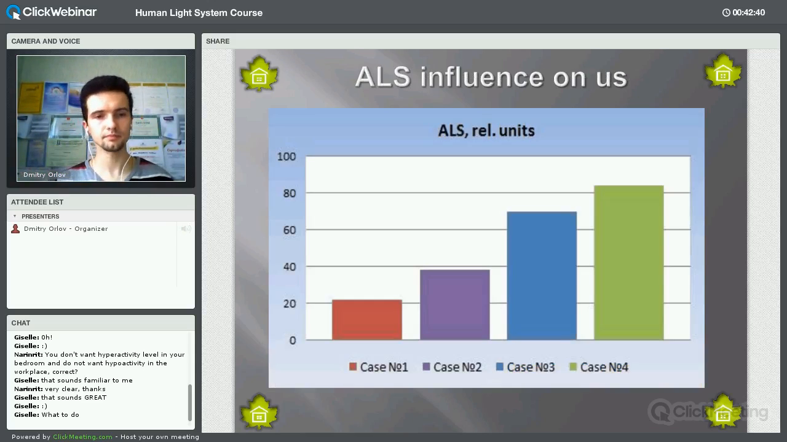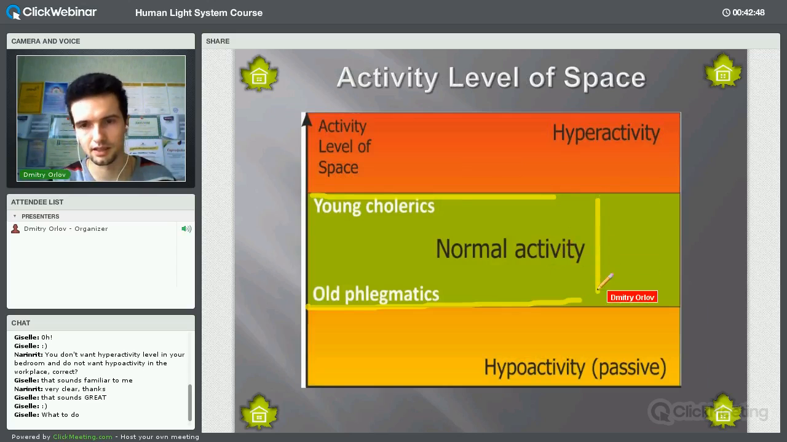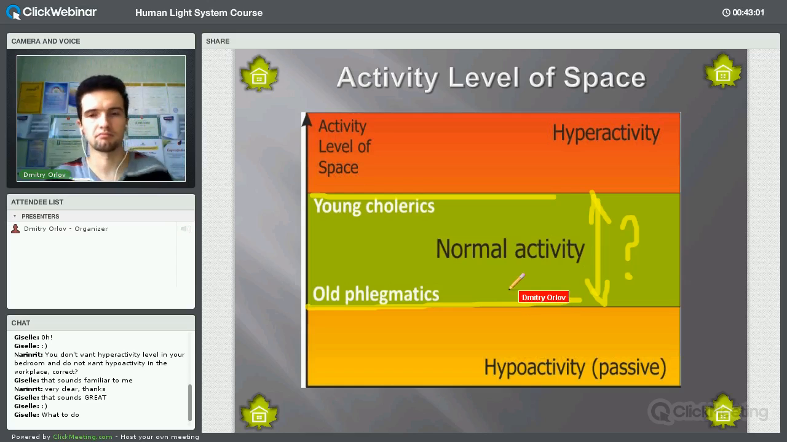Some examples. How do we know these norms? How do we know where this normal activity corridor is? Well, my idea was that the main role is for the human here. It means that everything should be relative to a human being, some exact person. So I started measuring bedrooms and measuring people in these bedrooms. I was measuring the activity level of space and calculating it for the bedroom, for the exact place where the person sleeps at night.